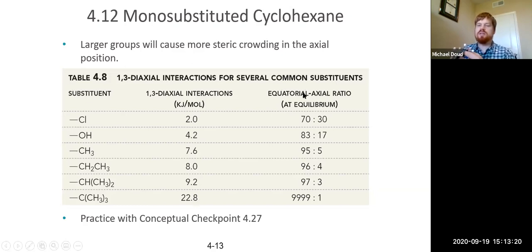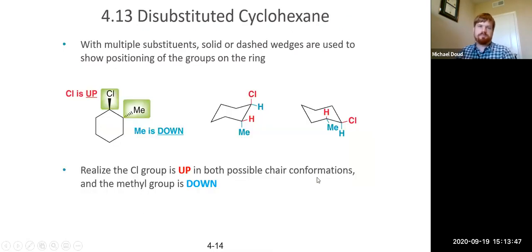And what happens is basically with the chlorine, you get a 70 to 30 mix of the equatorial to axial substituent at equilibrium. And as this cost goes up, you get less and less of that axial substituent. When you get to a tert-butyl substituted cyclohexane, it's actually about 10,000 to 1 that you have the equatorial versus the axial. So it doesn't spend much time in the axial position at all. Okay, so that is for monosubstituted cyclohexane.